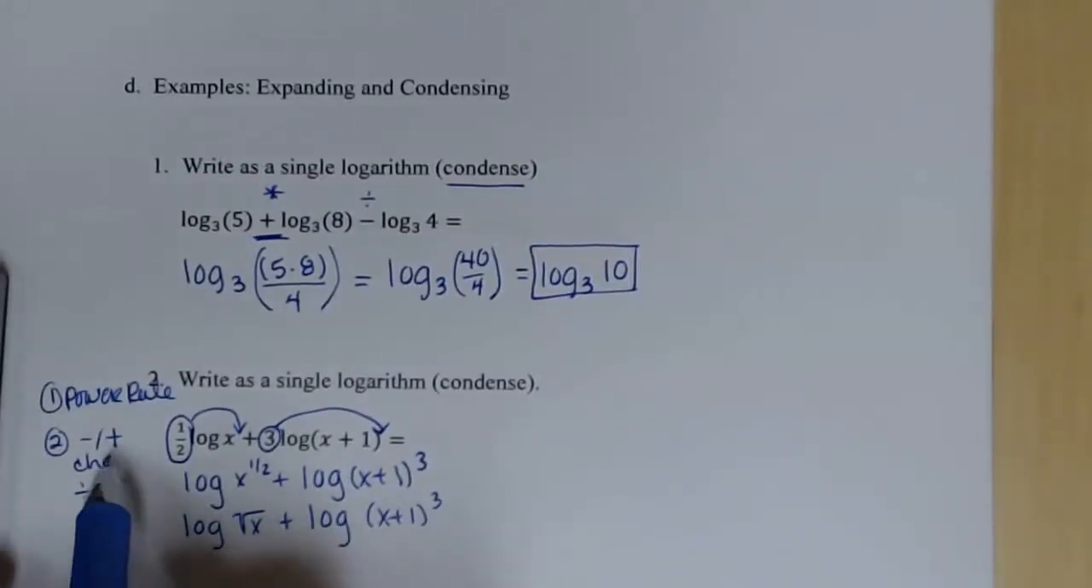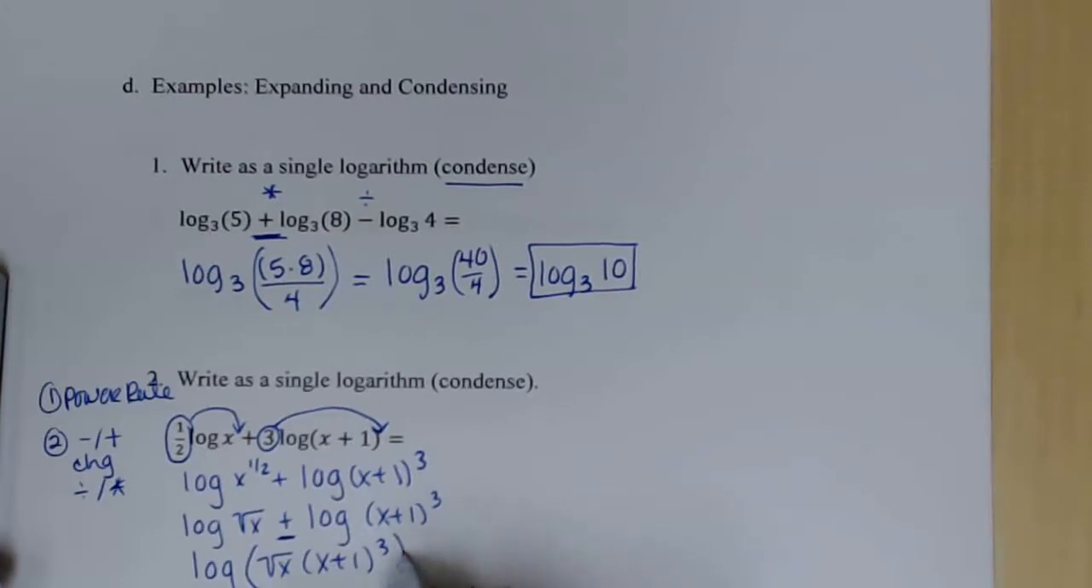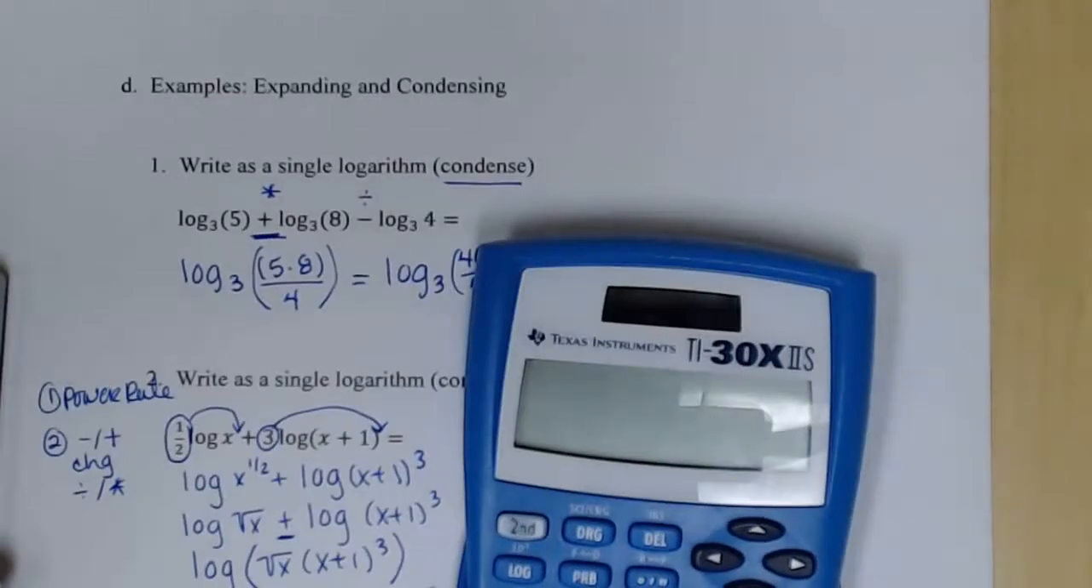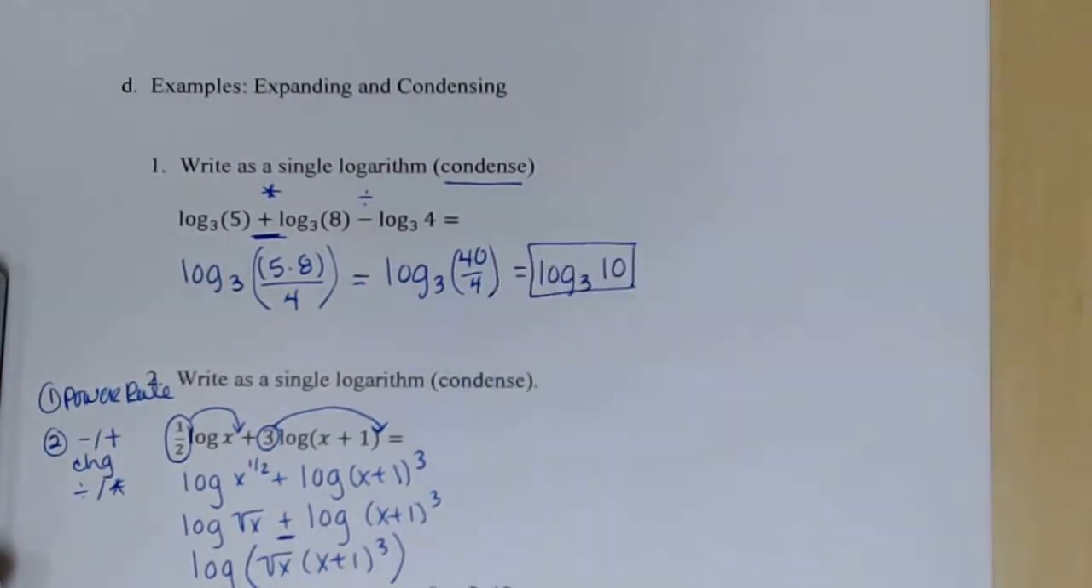Now I'm going to deal with this. So I can see that I have addition. It should turn into multiplication. So this would be log of the square root of x times x plus 1 cubed. Now most online homeworks you need to consider putting a large parentheses around this, and you can see even when working with a calculator, when you hit log, it automatically puts a parentheses right there.